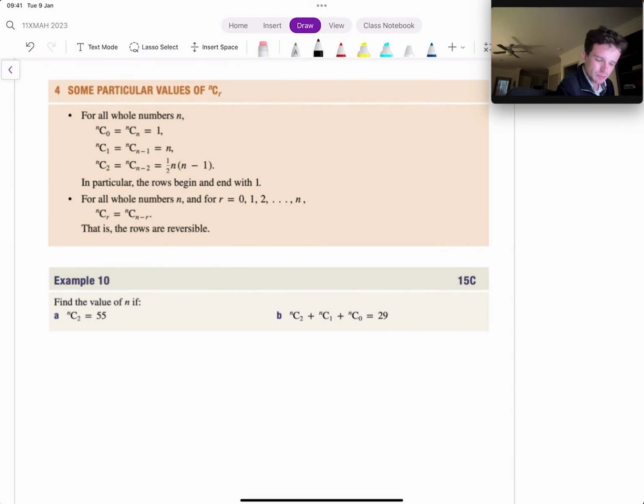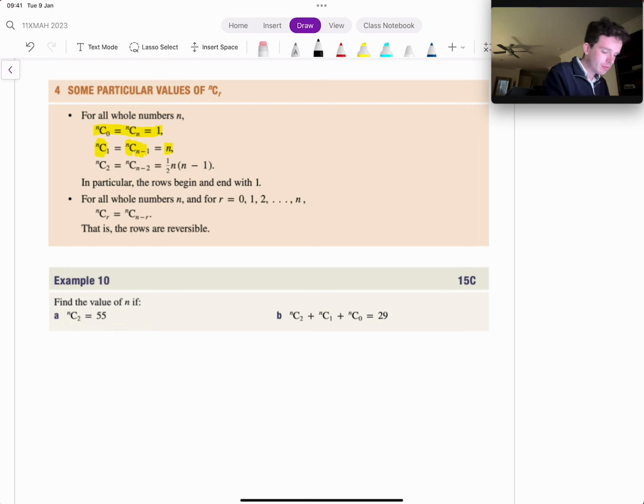Okay. This kind of stuff, which we're doing next, is, I would say, an extension, because it's not directly in the syllabus, but it's something that is implied by the syllabus but not explicitly stated. So there's a few different rules that we're going to note. The rules are that for whole numbers n, first of all, n choose 0 equals n choose n, and that equals 1. Also, n choose 1 and n choose n minus 1 are always equal to n.